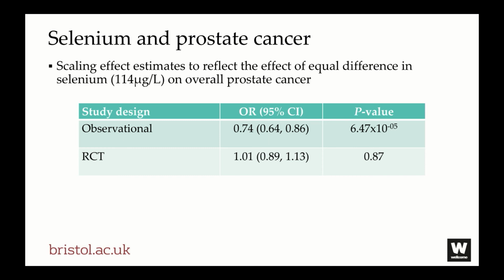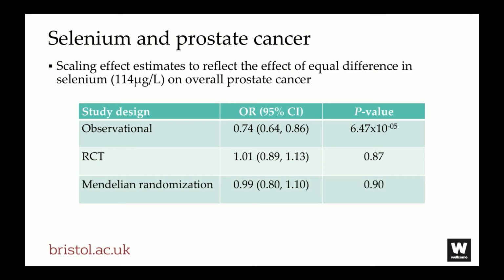So again, observationally, there was about a 25% reduced risk with about a 114 microgram per liter increase in selenium intake, and not much evidence of an association to support that in the randomized controlled trial. And what the Mendelian randomization showed was, again, not much evidence to support such a substantial reduced risk of prostate cancer. Just a reminder: the SELECT trial took 7 years and $114 million, and this genuinely took about 10 minutes to do.